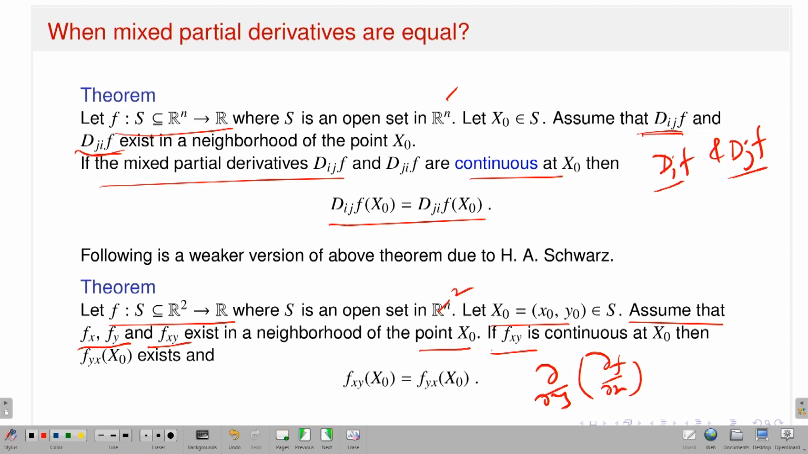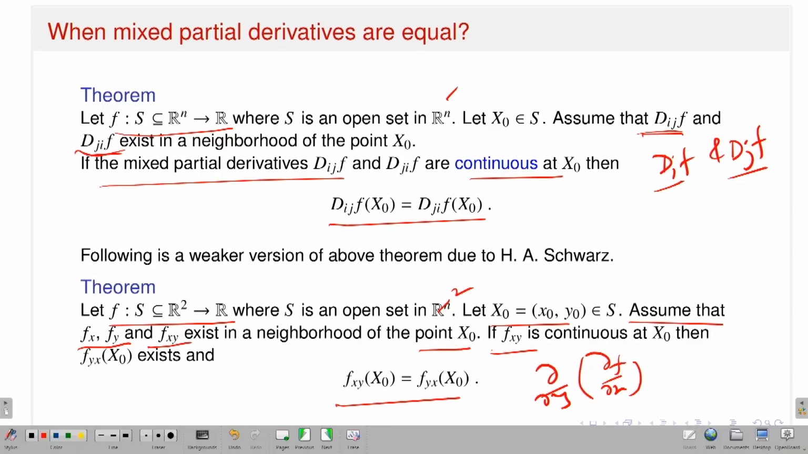So the difference between the hypothesis of this earlier theorem is that I want the existence of one mixed partial derivative. Of course, the first order partial derivatives with respect to x and y variable exist, along with only one mixed partial derivative in a neighborhood of x naught, along with the continuity. Then I can conclude that yes, both the mixed partial derivatives exist. That means the existence of one mixed partial derivative implies the existence of the other, and not only that, their values should be equal. So this assumption is a little less compared to the earlier theorem.